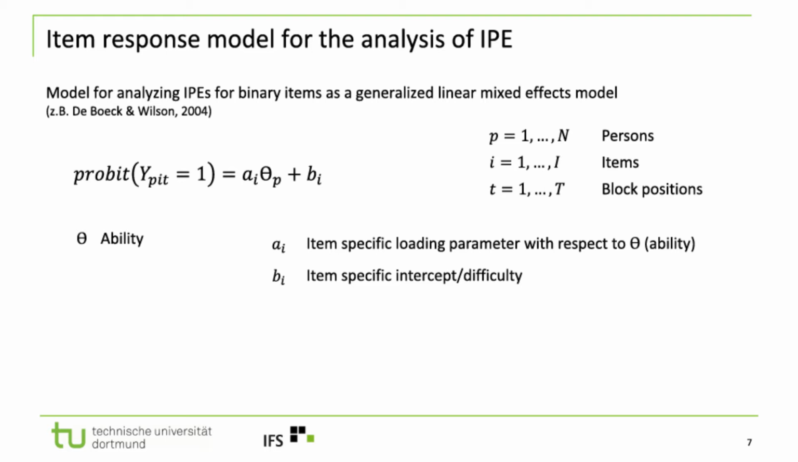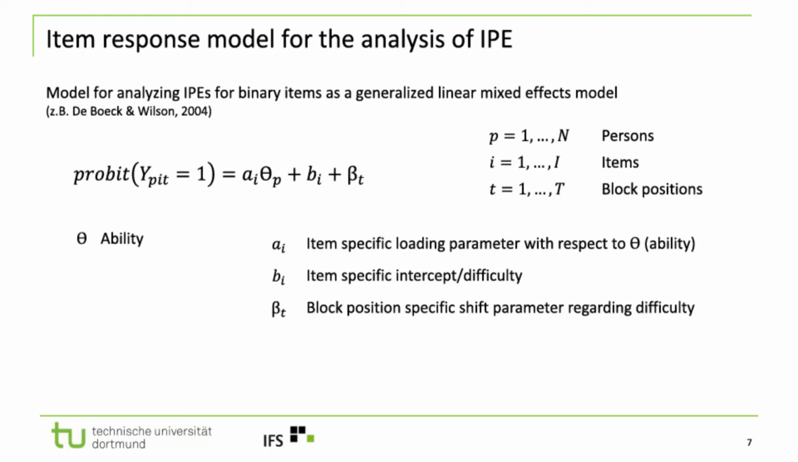But of course, other link functions like the logit link could theoretically be used. The parameter theta represents the person ability specified as a random effect with respective item-specific loading parameters A, and the parameter B represents the item-specific intercept, which can be interpreted as item difficulty.